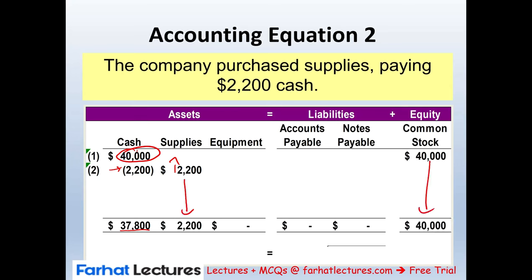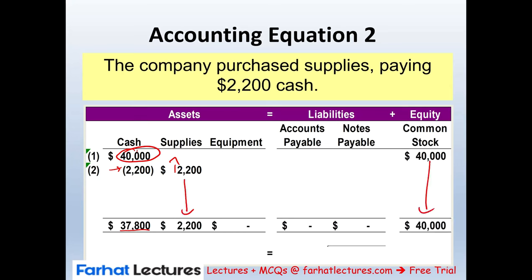Let's take a look at this transaction from the accounting equation perspective. Cash went down, equipment went up. Now we have cash, 11,800, which is 40,000 minus 2,200 minus 26,000. Supplies 2,200, equipment 26,000, a total of 40,000. Nothing happened under liabilities, and we still have $40,000 of common stock that we issued initially.